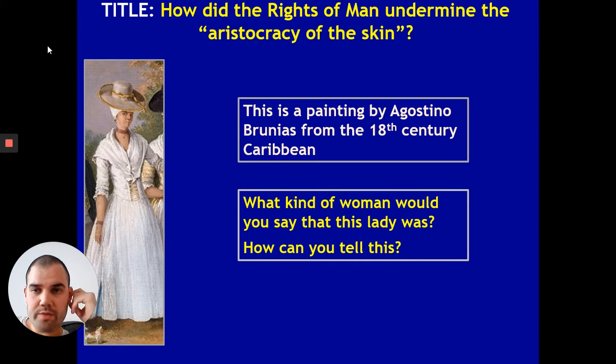Okay, hello year 8. So this is lesson 3 of your scheme of work on the Haitian Revolution. Okay, now if you remember last lesson, we were looking at the reasons why Saint-Domingue, which is now called Haiti, was considered the pearl of the French Empire.